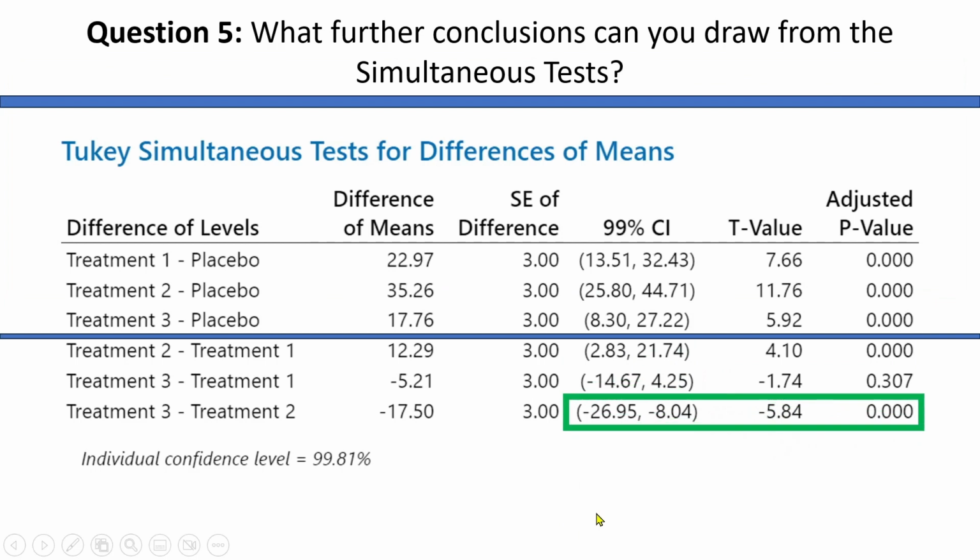Continuing with the third comparison, here we can see that the confidence interval contains only negative values. What does that mean? Well, that tells us that the population mean for treatment 3 is evidently less than the population mean for treatment 2. That's why we're having negative values. The difference between these population means has a confidence interval that contains only negative values. The p-value is also very small.